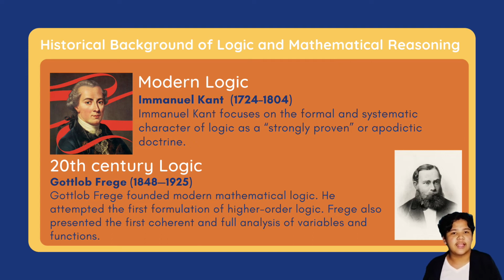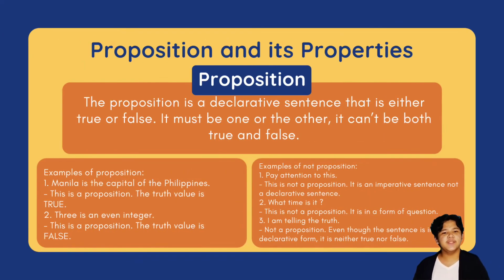All this new logic expanded in the joint work Principia Mathematica, which is much broader in scope than Aristotelian logic, and even contains classical logic within it. It resembles a mathematical calculus and deals with the relationships of symbols to each other. Now, let's proceed with the proposition and its properties.